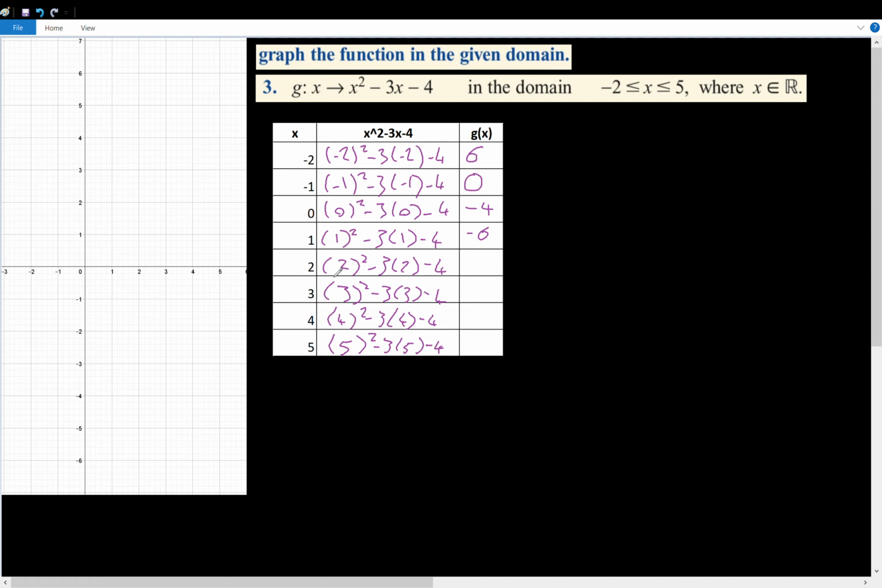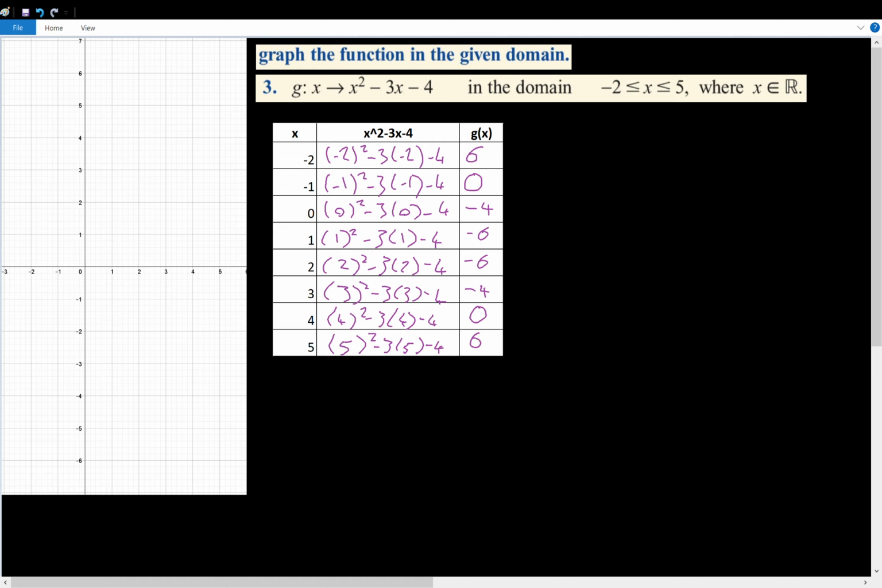Then for this one here, for 2, we're going to have 2 squared, which is 4, minus 6 minus 4, so we're going to get minus 6 again. And for our next one, we've got 9 minus 9 minus 4, so we just get minus 4. Then we have 16 minus 12 minus 4, which is 0. And on the very bottom we have 25 minus 15 minus 4, which is 6.